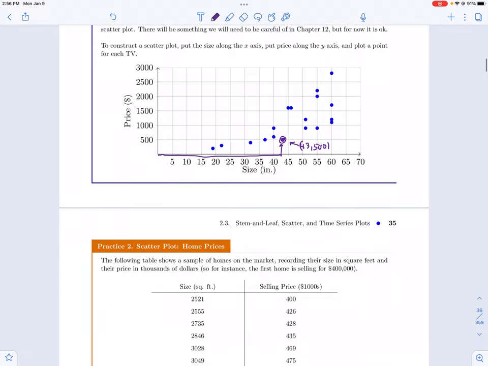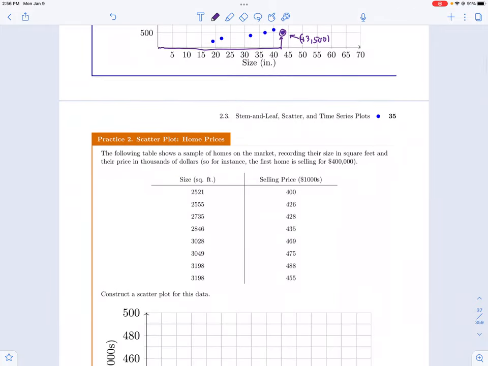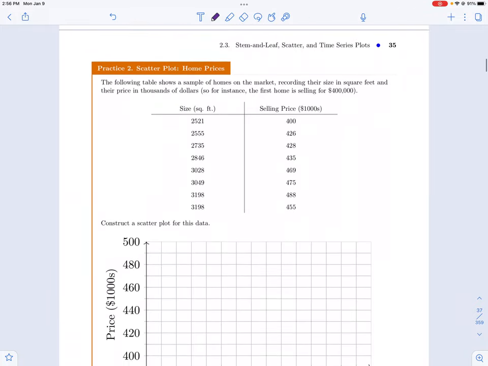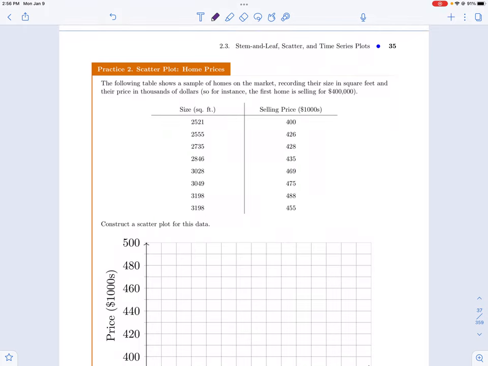All right, so try practice 2. Yours is a lot smaller, thank goodness, but go ahead and work on that, and then we'll come back real quick and talk about our time series plot.